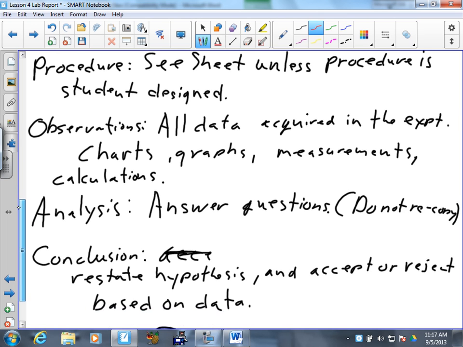Okay. And then after your analysis, after you've looked at your data, and your data says, oh, this cart traveled the same distance every second, my conclusion would be that this cart must have been traveling at a constant speed. All right, that could be my conclusion.